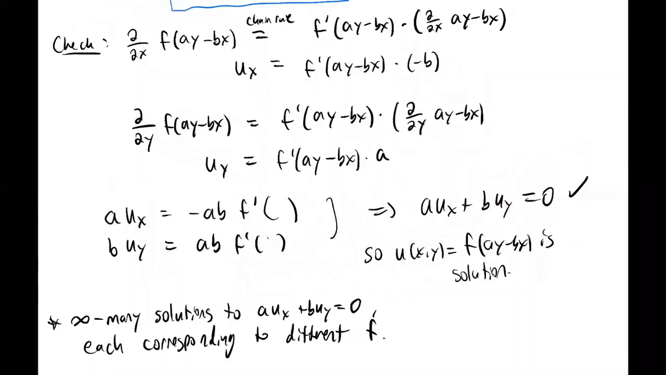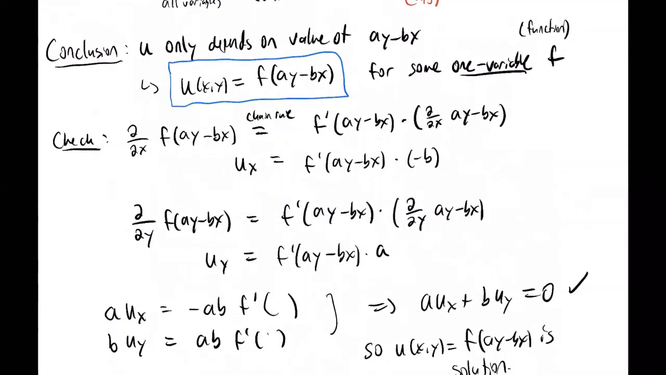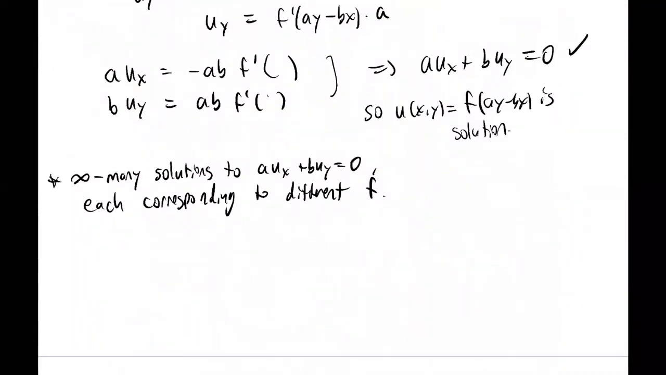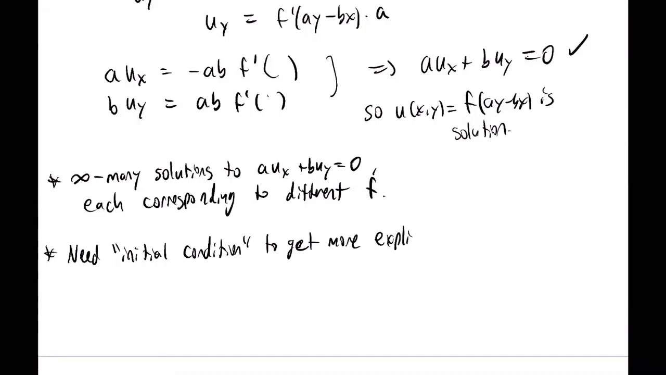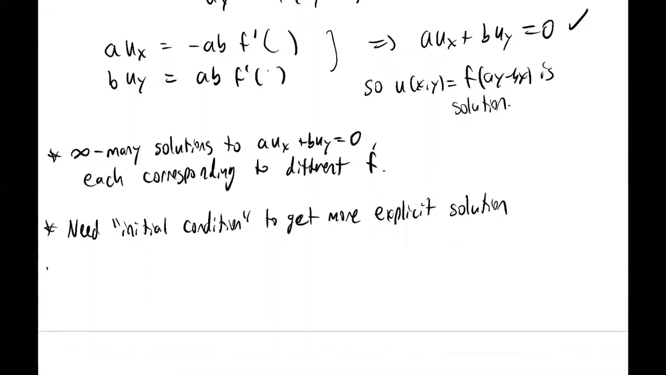If you want a more precise solution than just u equal to f of ay minus bx, you need to assume more information. In particular, you need an initial condition to get a more explicit solution. Let's drive this point in with an example.